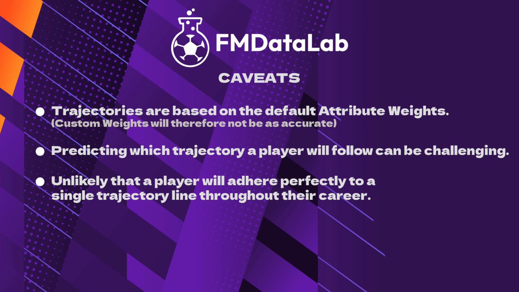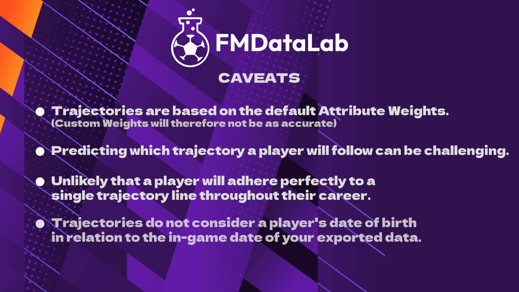It's unlikely that a player will adhere perfectly to a single trajectory line throughout their career, but you may observe them closely following one of the trajectory lines from one year to another. Furthermore, the trajectories do not consider a player's date of birth in relation to the in-game date of your exported save. So for instance, a 20-year-old who has just turned 20 may progress differently from a 20-year-old who turns 21 the following day. The trajectories only utilise the player's current age and do not account for this variation.